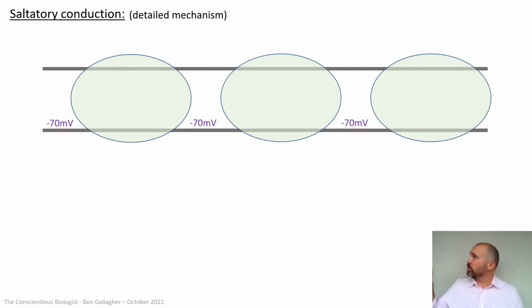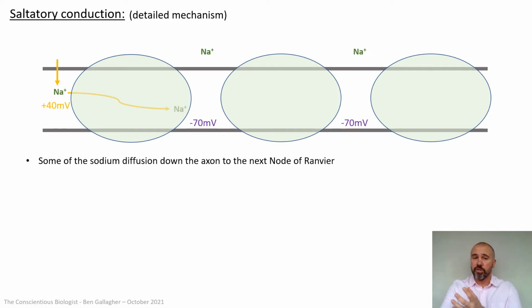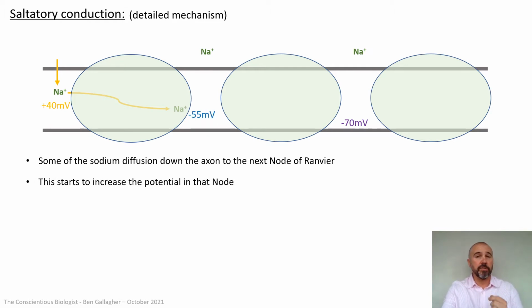Now, all those nodes of Ranvier, which are the gaps, you should have a resting potential of -70. But if sodium moves in at that far node of Ranvier, that's going to change and cause an action potential by bringing in those positive charges. Some of those positive charges will then diffuse down to the next node of Ranvier, raising the resting potential from -70 to -55. Now, -55 is the threshold potential. It has to get to that threshold or an action potential won't be triggered.